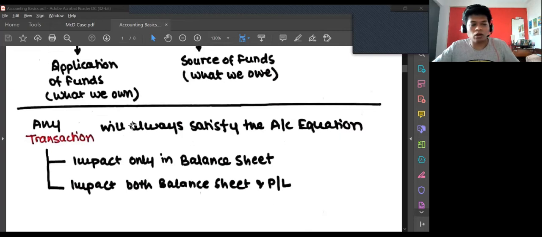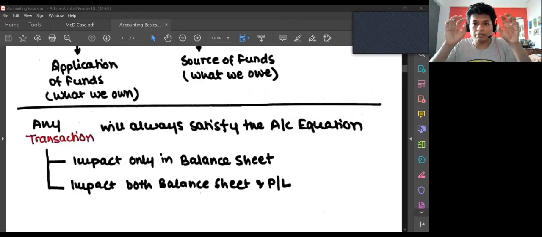Now any transaction can have two kinds of impacts. One is that it will only impact the balance sheet, or it will impact both the balance sheet and the profit and loss account. Generally, there are no transactions which impact only the profit and loss account. It's very rare, or I can't think of any right now, but there could be. Generally, it's either only the balance sheet or the balance sheet and profit and loss account both. Okay, so let's start with a few very simple transactions which only affect the balance sheet.